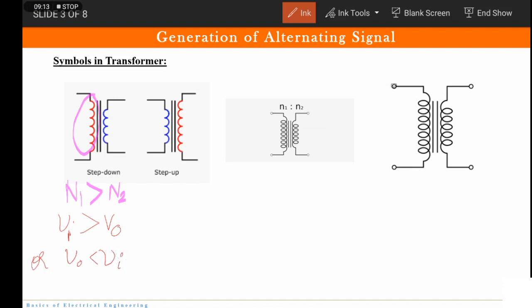Now for the sake of simplicity, I am avoiding V1, V2, E1, E2. Let us be clear that it is an input voltage and output voltage. So step down transformer is a transformer which has more number of turns in the primary and lesser number of turns in the secondary. In other words, the output voltage is smaller than the input voltage. Then what would be a step up transformer?